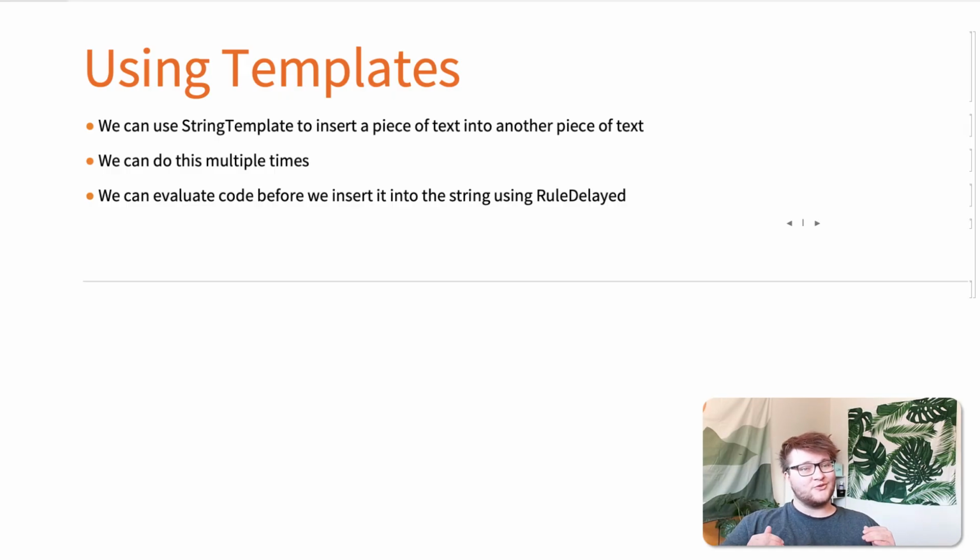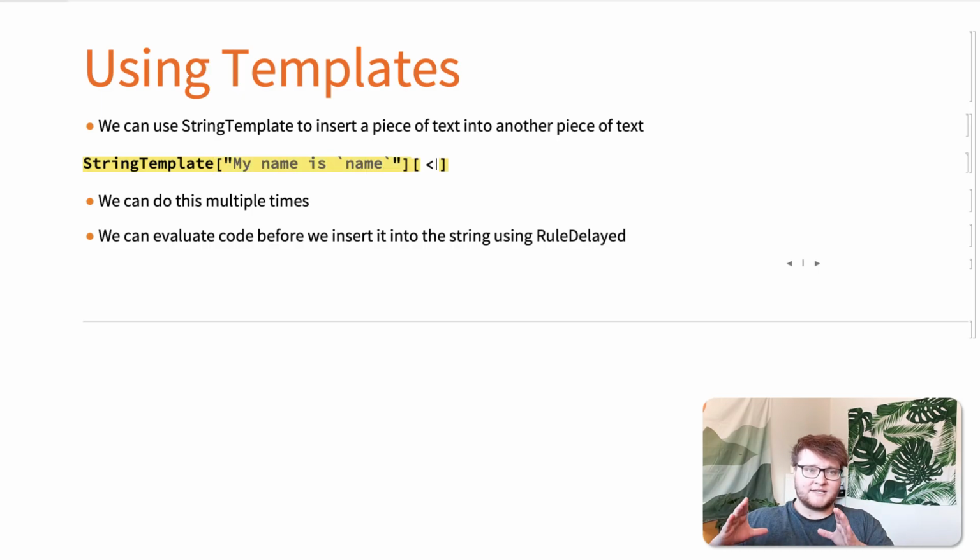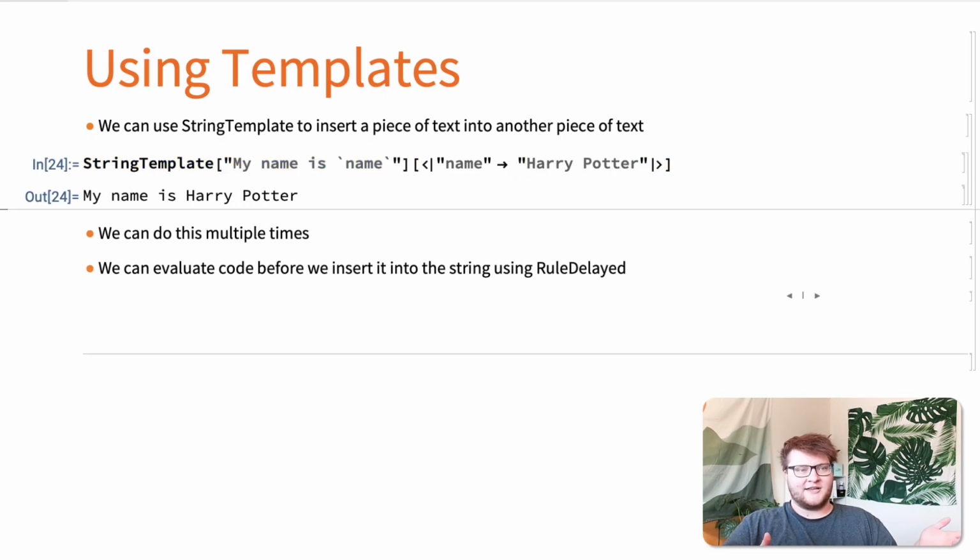A really cool thing that we can do with strings is inserting a piece of text into another piece of text using template and the rule function. So if I write out the string template of my name is, and then I do these backward ticks around name, then I can set up an association next to it that says whenever you see backward tick name, replace it with Harry Potter. So now I get my name is Harry Potter.